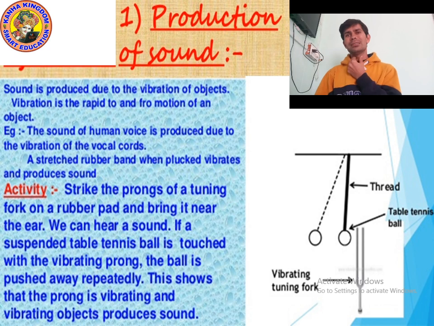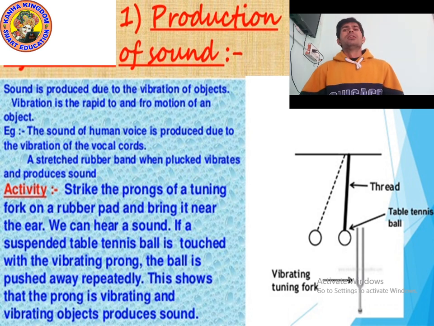In this voice box there are vocal cords. When we speak, air is forced to pass out through the vocal cords present in the voice box. Vocal cords are thin membranes, so they vibrate, and because of the vibration sound is produced. That's why you are hearing me. If my vocal cords do not vibrate, I can't produce sound.